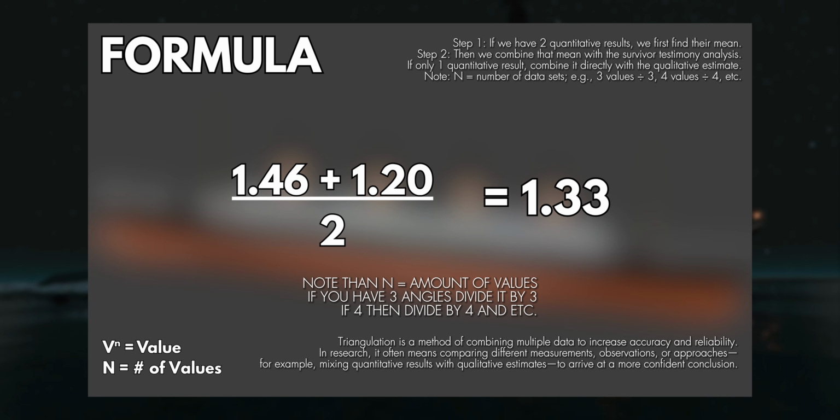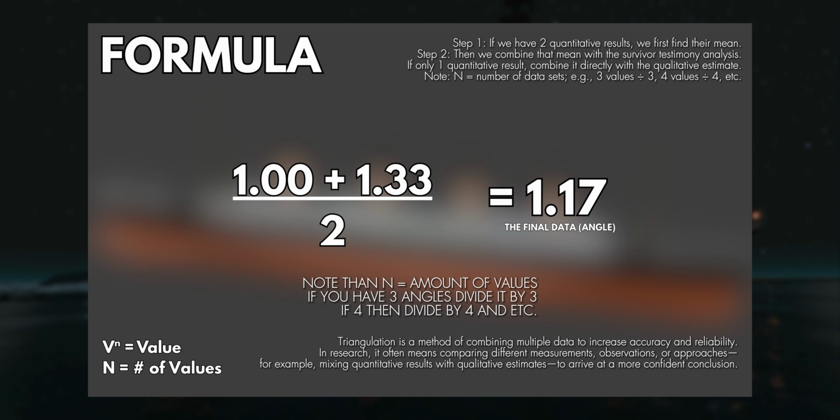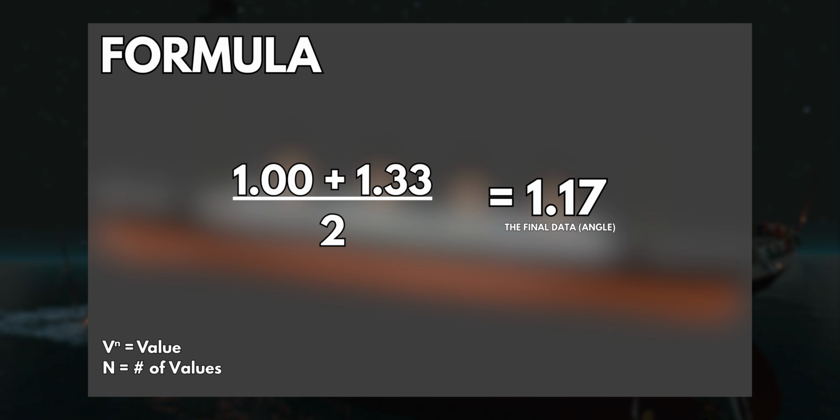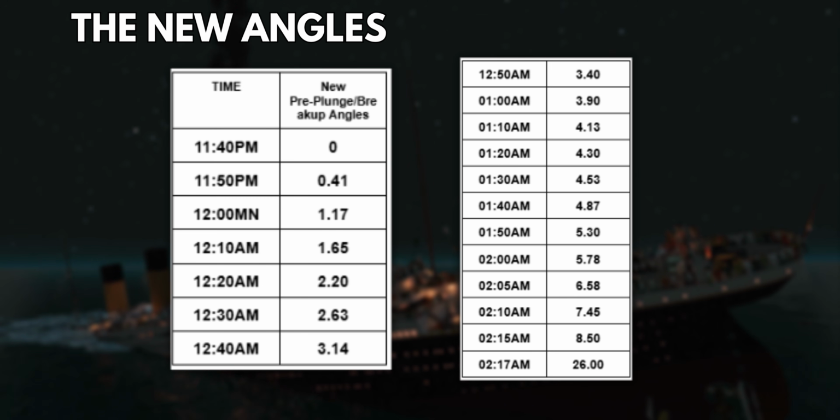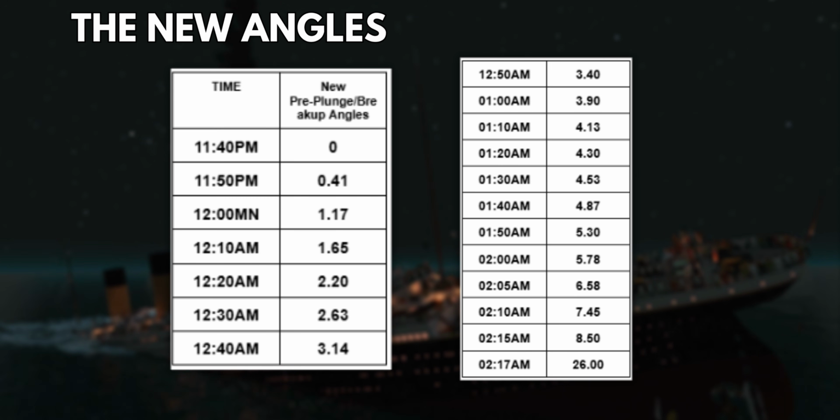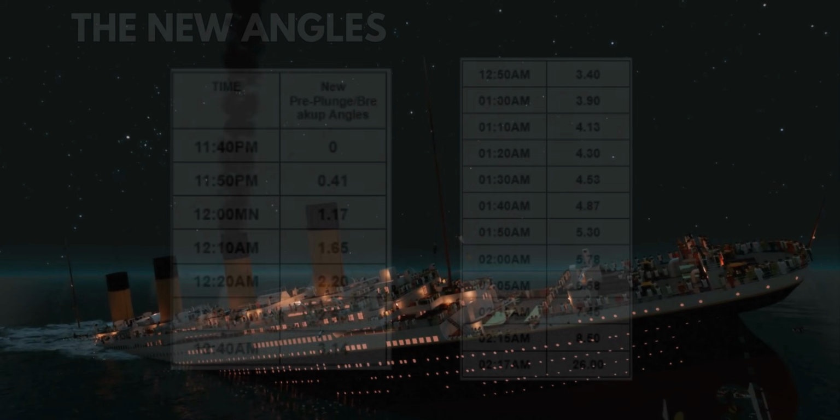Once we have that quantitative mean, we combine it with a qualitative estimate using the same method. That being 1.17 then becomes the finalized angle for that interval. This quick divide and average sequence is repeated at every 10-minute point, allowing us to build a consistent, evidence-based timeline of the Titanic's changing trim as it sank.